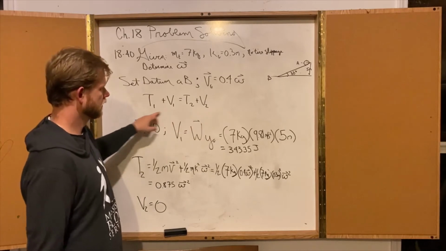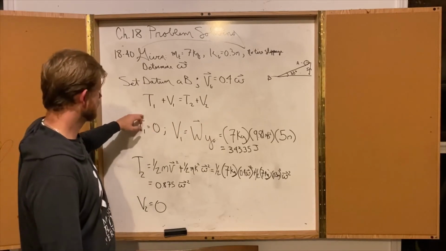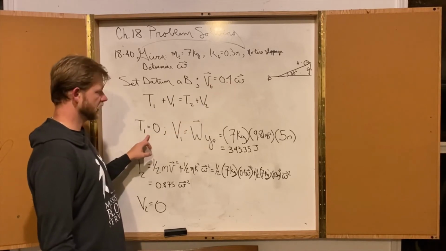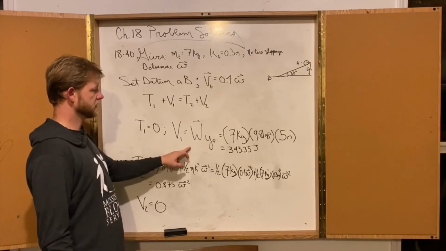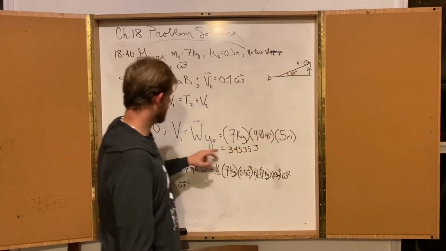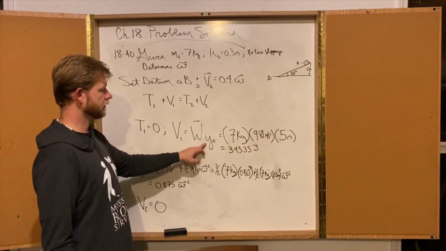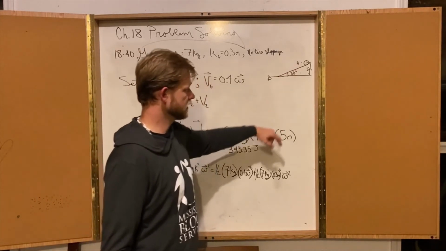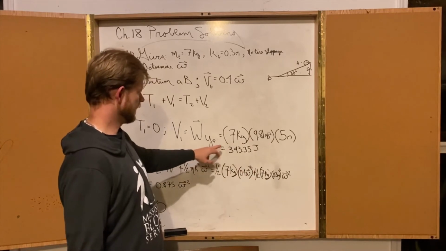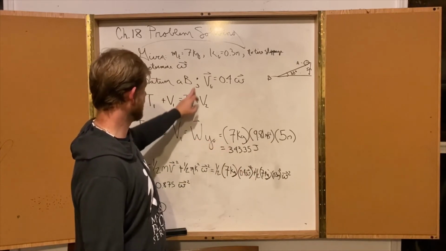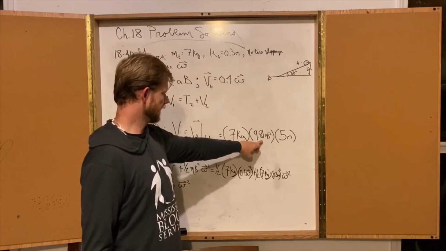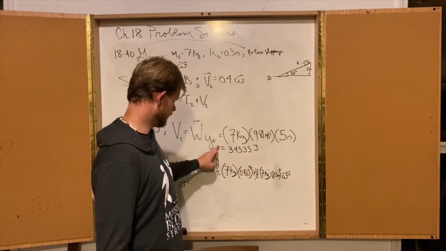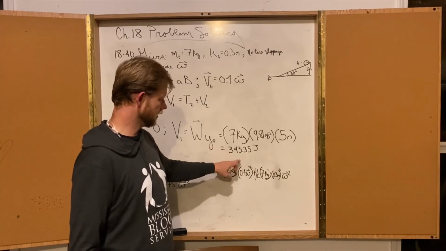So here's our conservation of energy equation. We know that T1, it's at rest, so it has 0 kinetic energy at the time. But it has potential energy because it's up high. The potential energy is equal to the weight times the change in height, which is 5 meters. So that equals 7 kilograms, the mass of the tire, times the acceleration of gravity, times the height difference, which comes to a total of 343.35 joules.